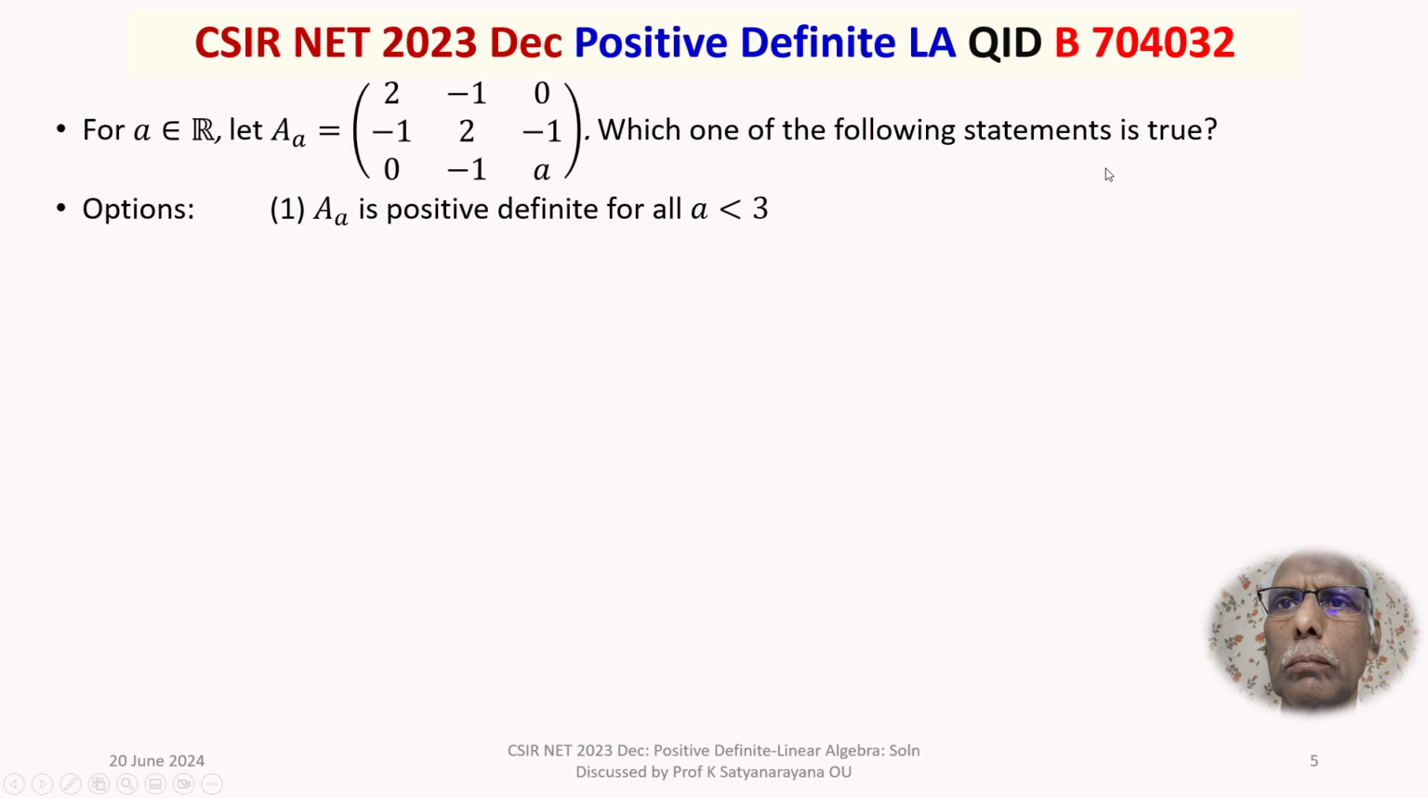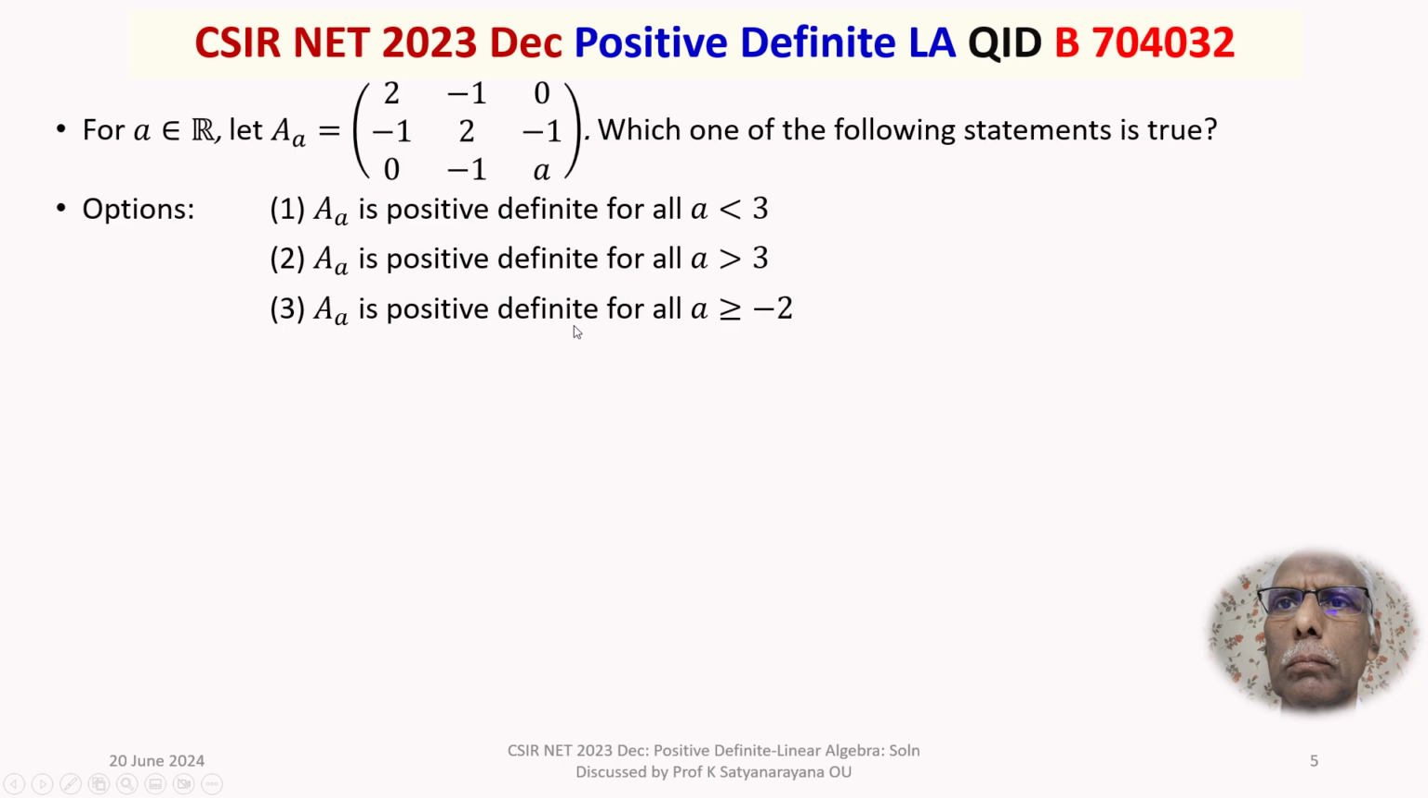It's a multiple choice question. Only one of the following options is true. We are given 4 options. Option 1, A sub A is positive definite for all A less than 3. Option 2, A sub A is positive definite for all A greater than 3. Option 3, A sub A is positive definite for all A greater than or equal to minus 2. Option 4, A sub A is positive definite only for finitely many values of A.